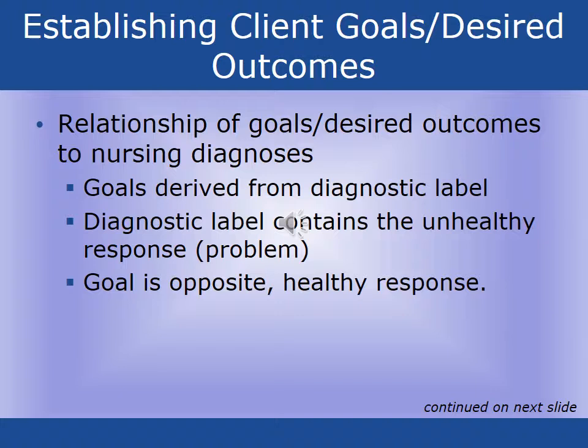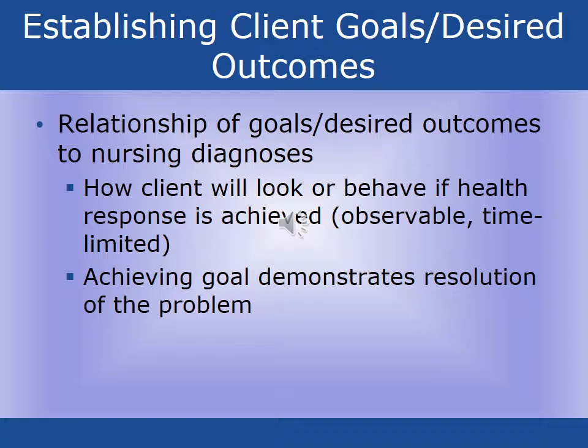The relationship of the goals and desired outcome to the nursing diagnosis. Your goals are derived from your diagnostic label. Your goals come directly from your NANDA label. And your diagnostic label contains the unhealthy response, and your goal is simply the opposite healthy response. Now, the relationship of the goals and desired outcomes to a nursing diagnosis: how the client will look or behave if the healthy response is achieved. Observable, time limited, and achieving the goal demonstrates resolution of the problem.